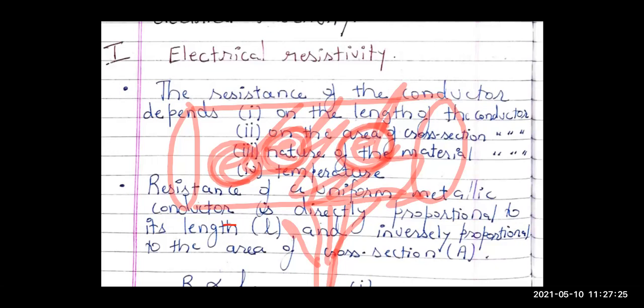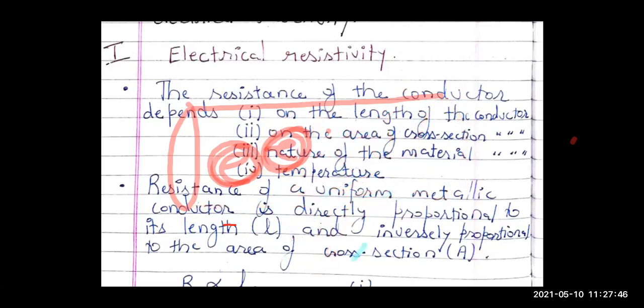So they are going to absorb the heat energy, the kinetic energy will increase, and they are going to perform a random motion, right? The number of collisions will increase. And as the number of collisions increases, the resistance of the wire will increase. So with the increase in the temperature, the resistance of the wire also increases.